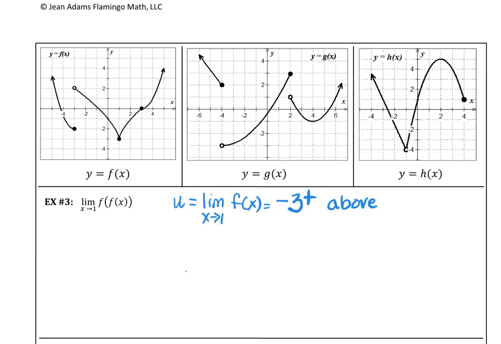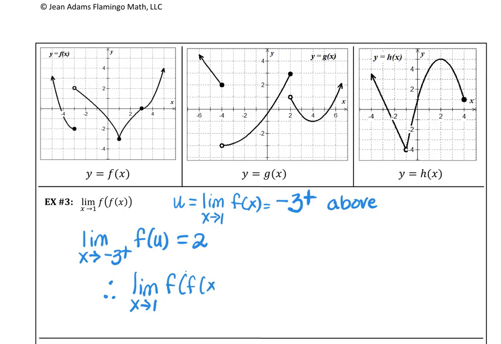So to do the outside function, we want the limit as x approaches -3 from the right of the f of u. So as we approach -3, and again I'm going back to the graph, here's -3. As we approach -3 from the right, our limit is 2. And then we can say, therefore, the limit of our composition as x approaches 1 of the f of x is going to be 2.